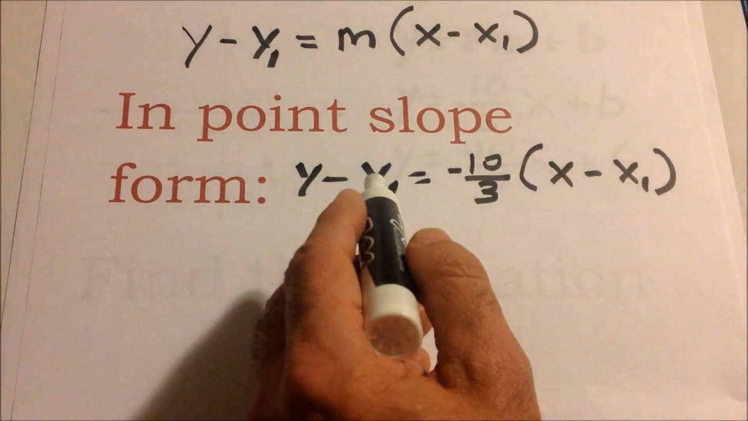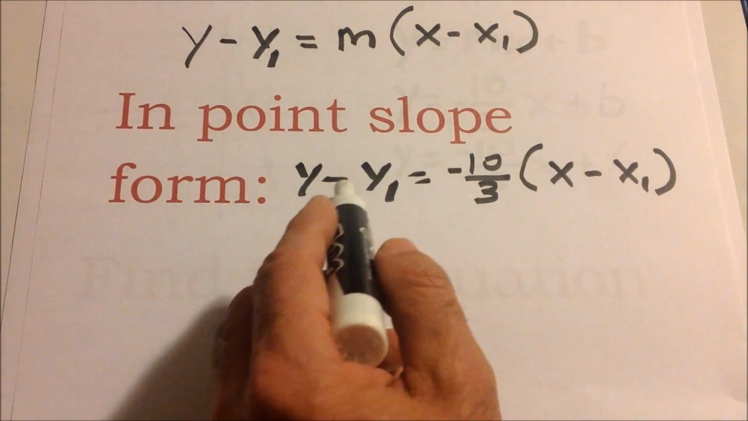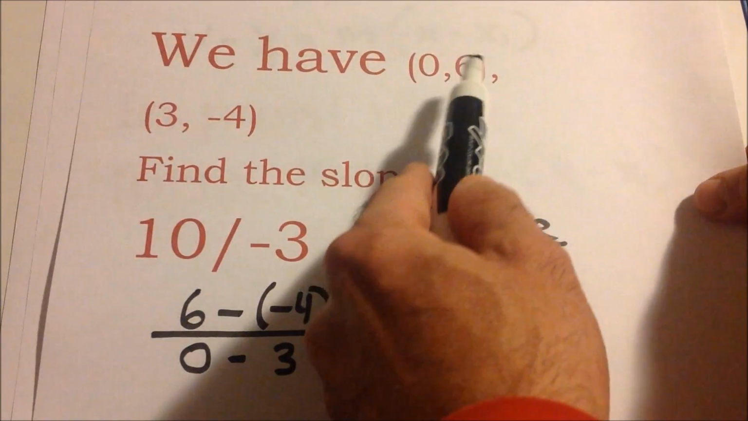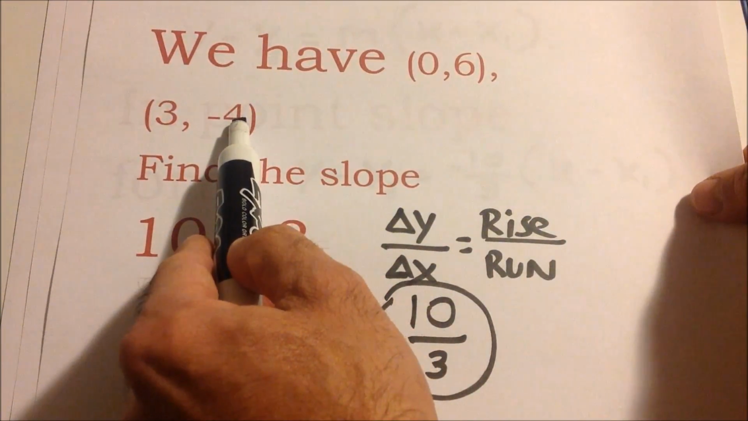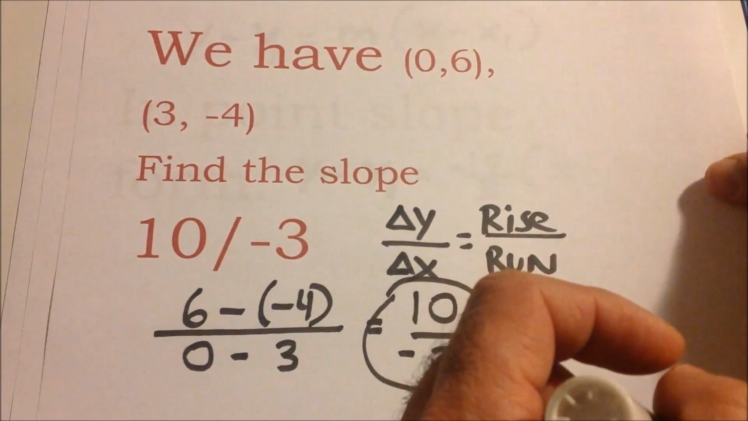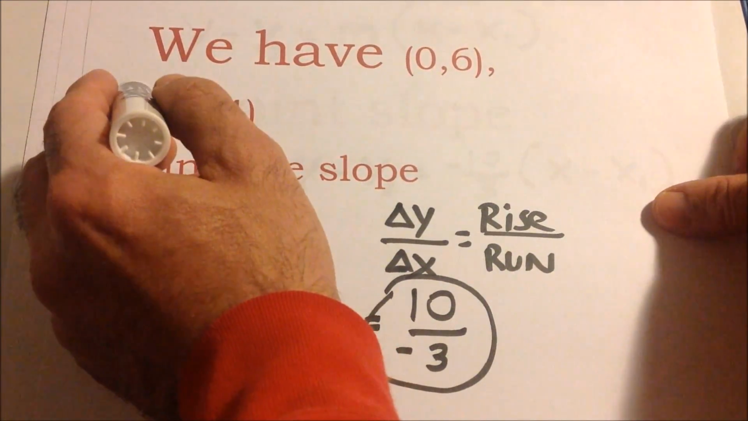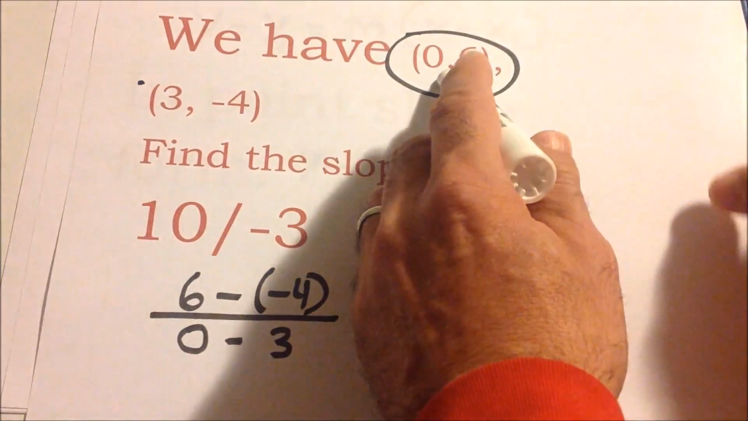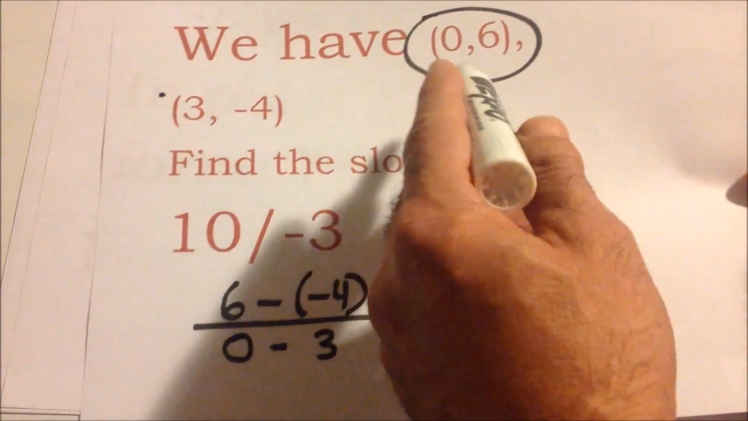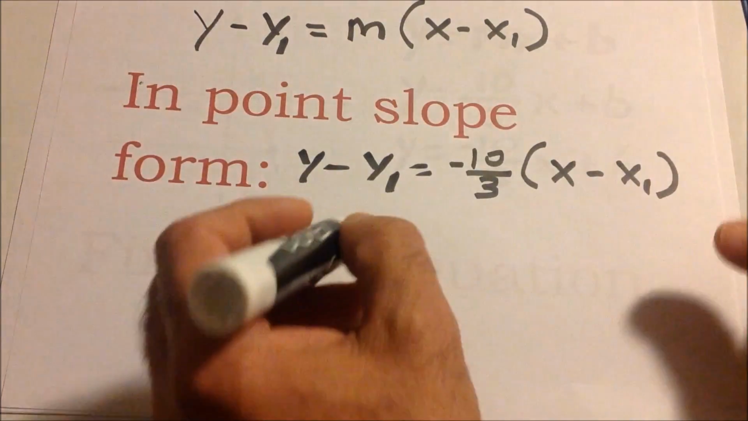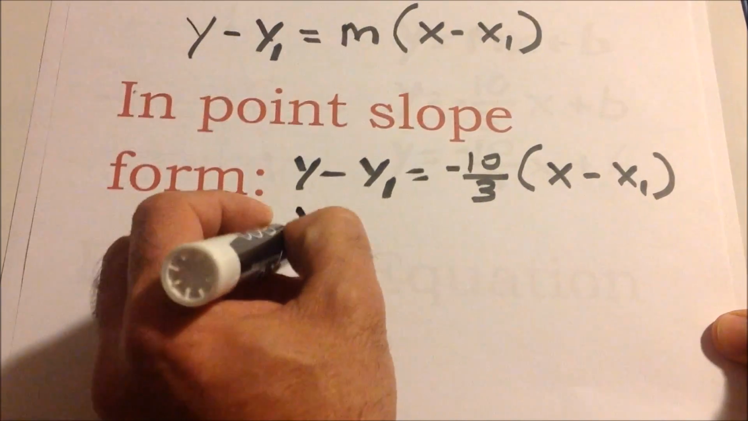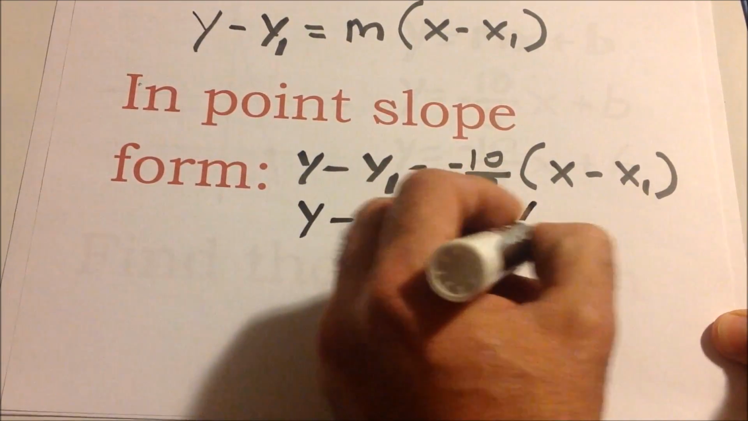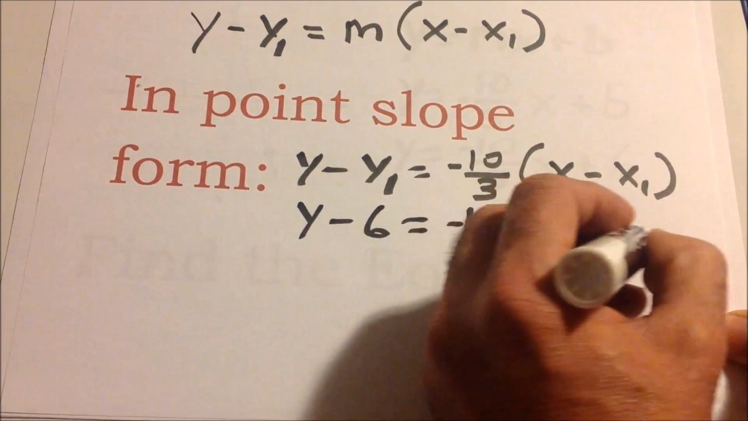So now we want to keep that y. We want to know any 2 y's we want to use. If we go back, we have a y here, and we have a y here. So we can use any point on the line. We can just use one point. We can use this point, or we can use that point. So we'll just use this point. It seems easier, but whatever point you choose. So we're using 0, 6. 6 is the y. So we're saying y minus 6 equals negative 10 over 3, and then x minus 0.